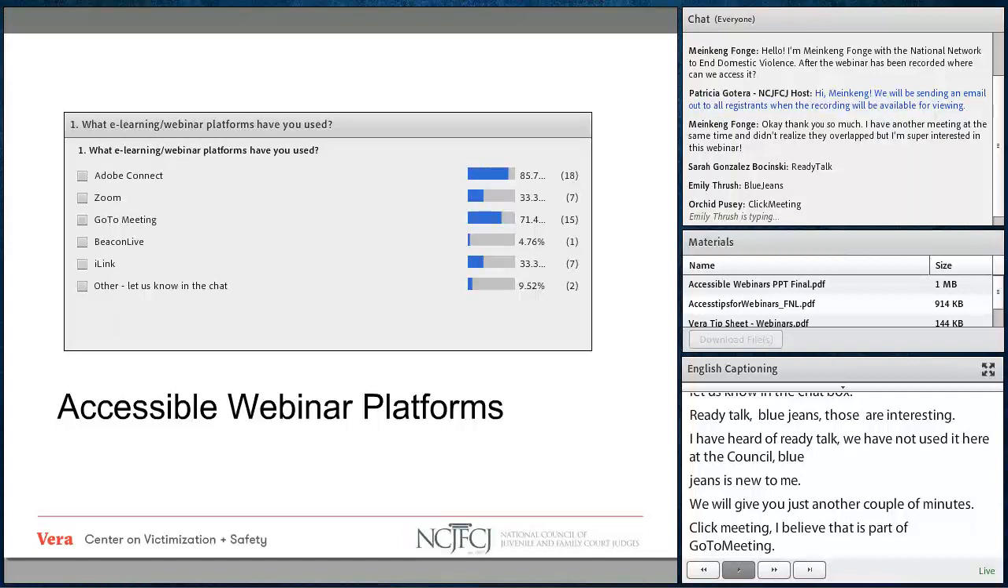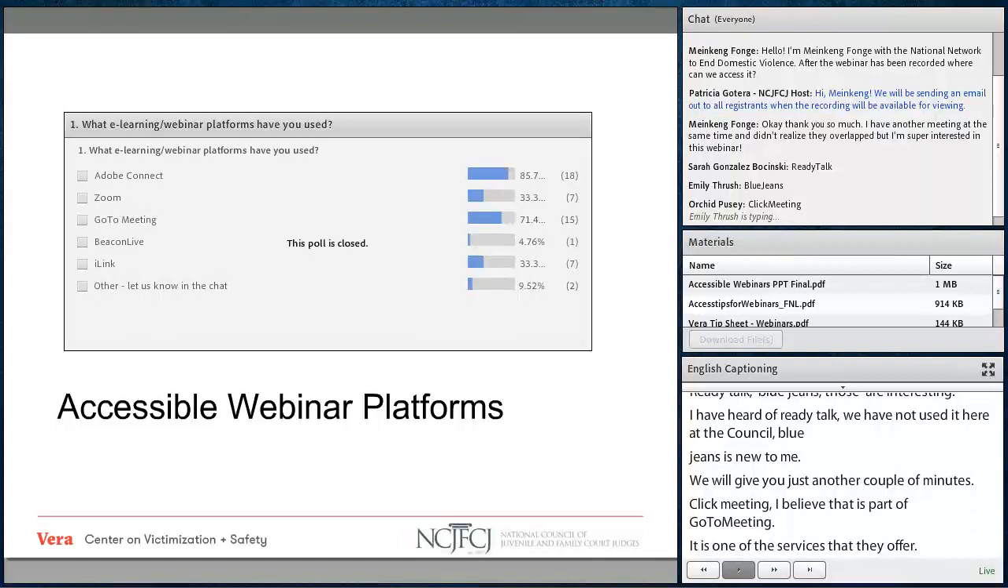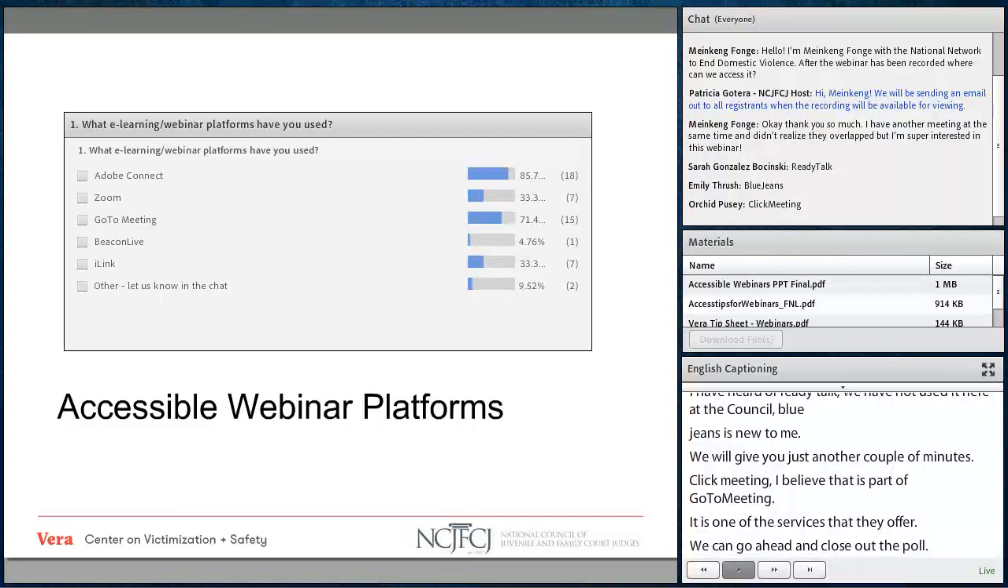All right, we can go ahead and close out that poll. Thank you guys. It looks like we have a lot of Adobe Connect, but a good spread around everyone else.